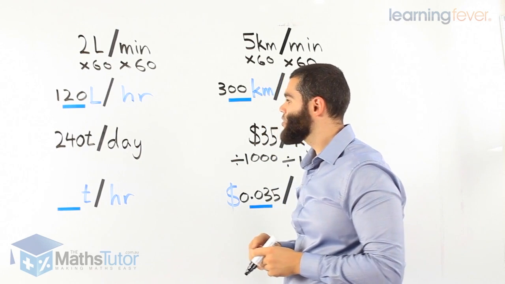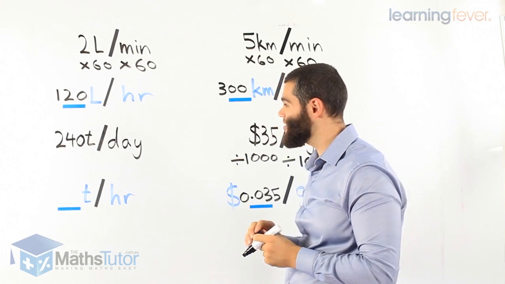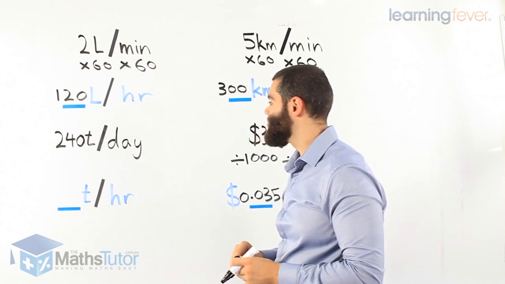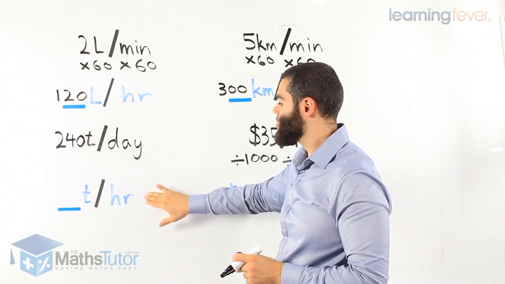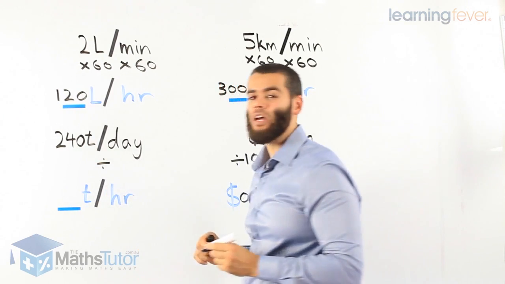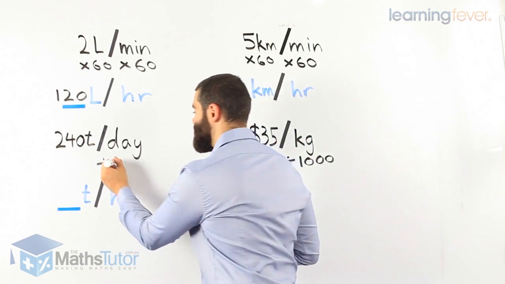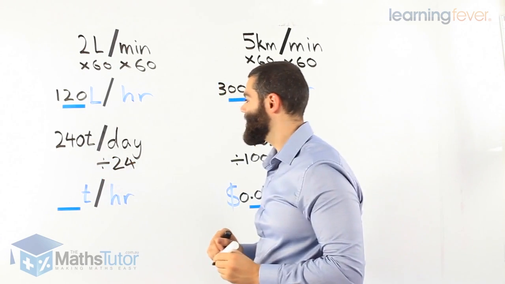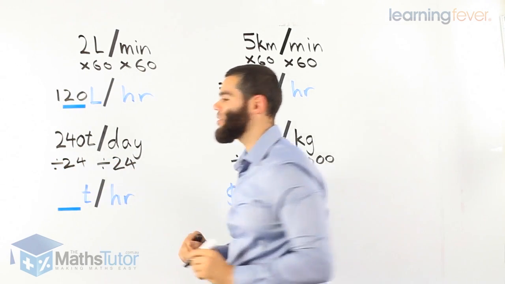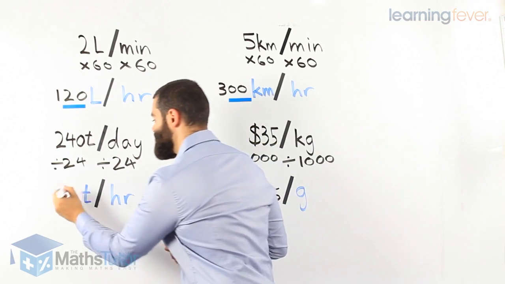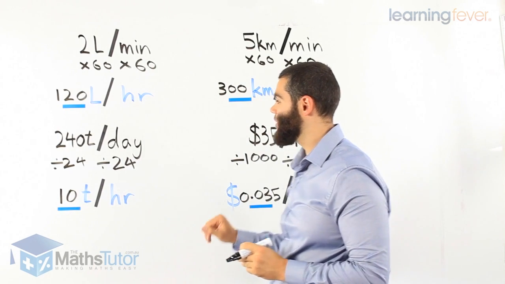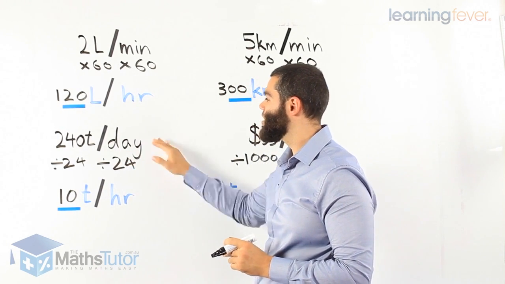This example here, 240 T is tons, 240 tons per day. How many tons per hour? We're going from a large unit to a smaller unit, from days to hours, so we're going to divide. We're going to divide by 24 because there are 24 hours in a day. We do the same on this side as well. What we do to one side, we do to the other. 240 divided by 24, the rate is going to be 10 tons every hour. 10 tons every hour is equivalent to 240 tons every day.